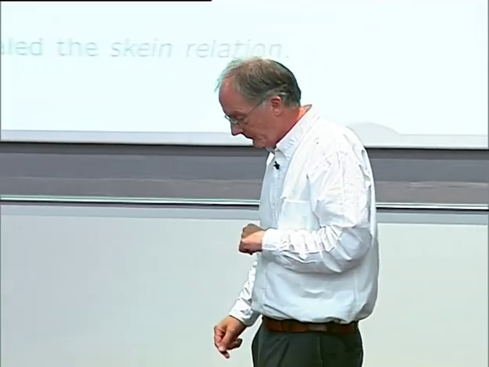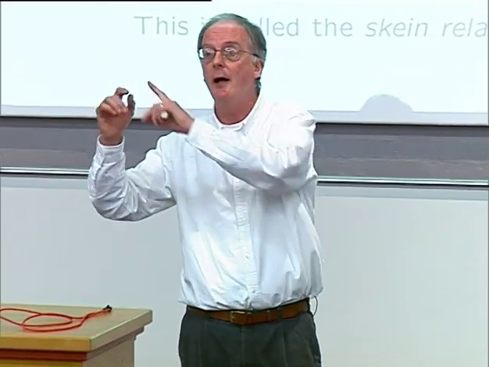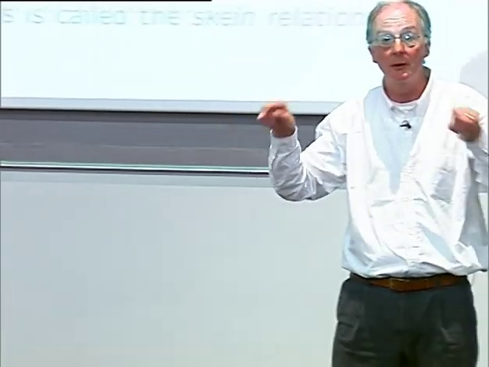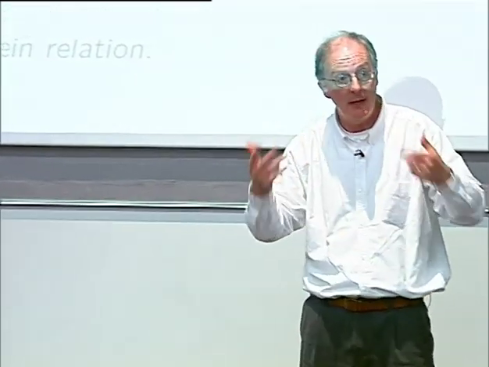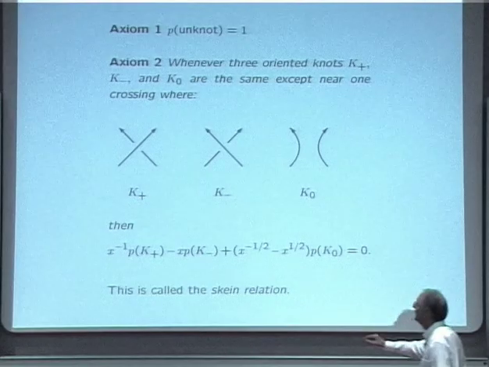So you've got these 3 diagrams. They're absolutely identical, except in the neighborhood of one crossing where you've got these 3 possibilities. Now, each of these diagrams will have a polynomial associated with it, we imagine. I haven't shown you how to calculate that yet, but this is how it works.